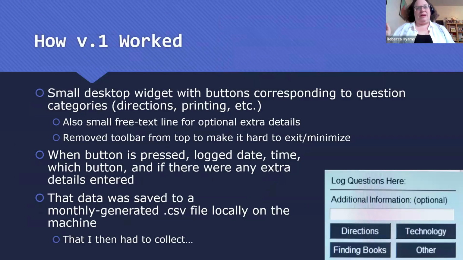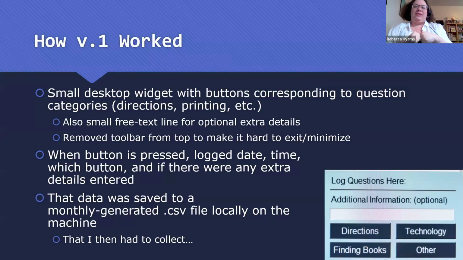So let me talk about the first version and some of the commonalities that I've carried forward. On the screen is an image I took of our widget, roughly in the position it has on the screen. I built a little widget, what I call a widget, with buttons corresponding to different question categories that are commonly asked at our circ desk. I put in a little free text field that's optional if someone wants to add extra details, but almost no one ever does. And one of the key things that I did was I took the toolbar off.